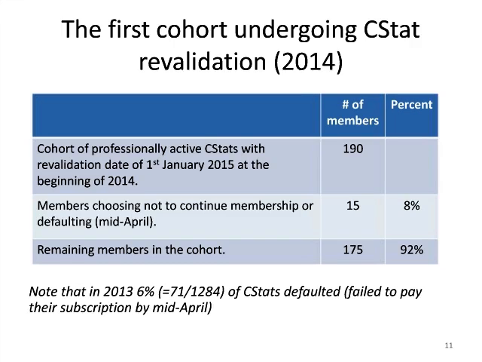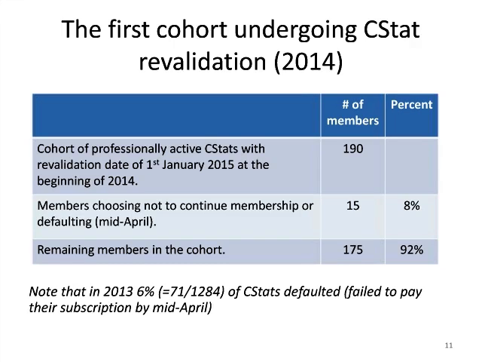So on slide 11, you will see that as of January 2014, there were 190 professionally active chartered statisticians on the professional register with a revalidation date of the 1st of January 2015. However, this snapshot of the register was taken prior to the completion of the subscription renewal process. And by mid-April, 15 of those 190 had chosen not to continue membership of the society or had defaulted, which left 175 in the cohort going through the revalidation process.